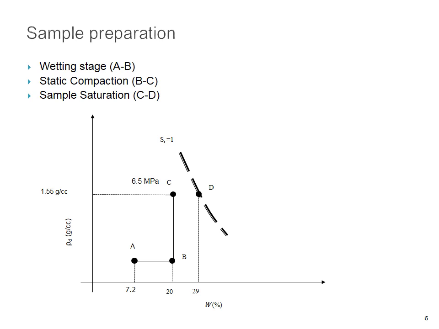Initially, the hygroscopic water content of the sample was determined, and it was found to be 7.2%. The water content of the sample was increased to 20% by water sprinkling method, and it was kept for 48 hours to equilibrate. The bentonite water mix is then compacted inside the mold to attain a density of 1.55 gram per centimeter cube. This was attained at a pressure corresponding to 6.5 megapascal. Later, the sample was saturated and it reaches the point D on the saturation line.